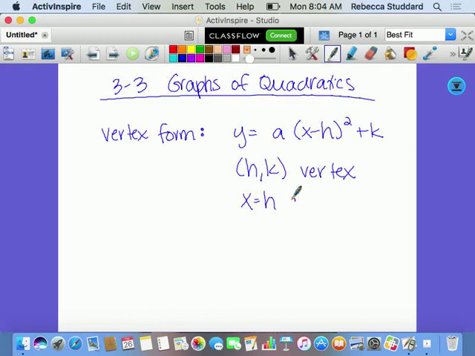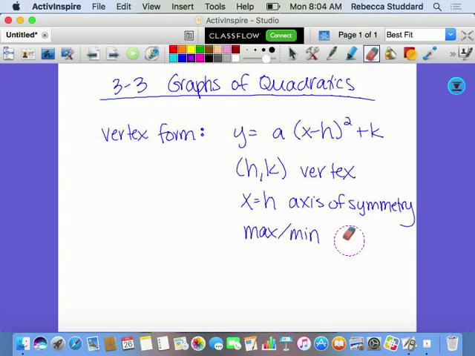x equals h is the axis of symmetry. That's a vertical line that goes down through the vertex. That's why x is equal to h. It goes down through the vertex. It has a max or a min of k. Whatever k is, the k coordinate of the vertex, that's going to be your max or your min.